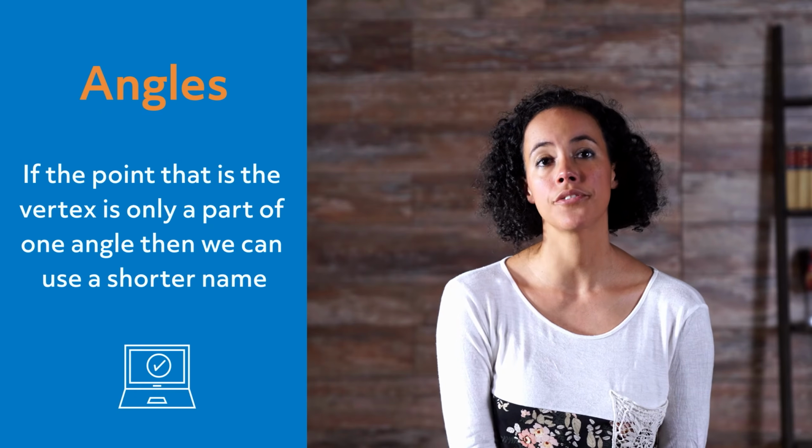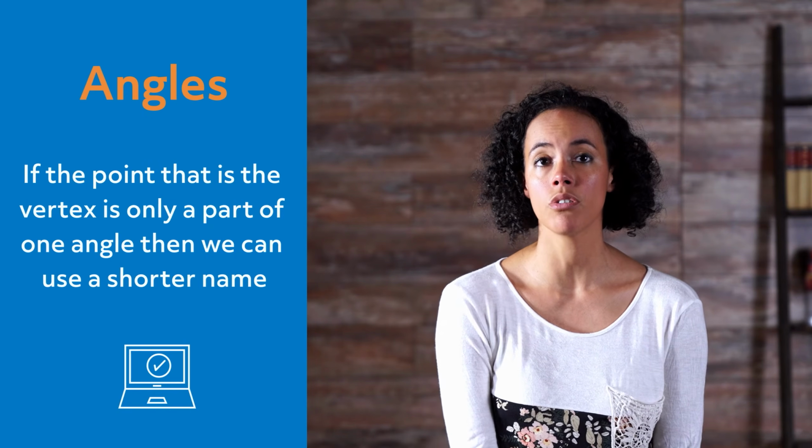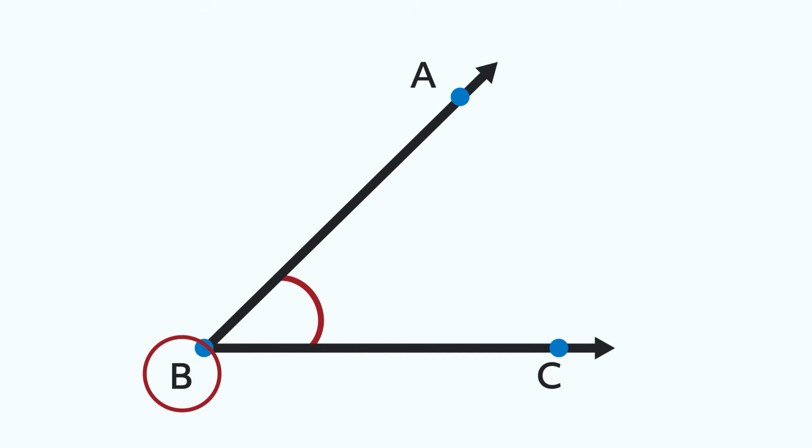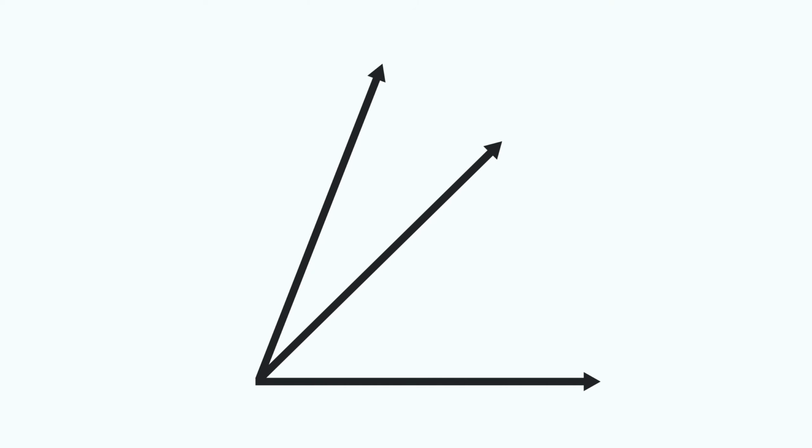If the point that is the vertex is only a part of one angle, then we can use a shorter name. In this case, we could also call this angle B. Be careful though, because sometimes a single point can be the vertex of multiple angles, like this. In this case, we'd have to call the angles by their long names, because point B is the vertex of angles ABC, DBC, and DBA. If we asked someone to just look at angle B, they wouldn't know which of these we meant. So it's important to be precise when dealing with more than one angle.